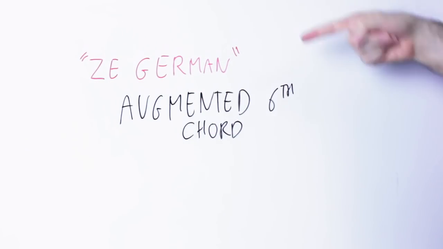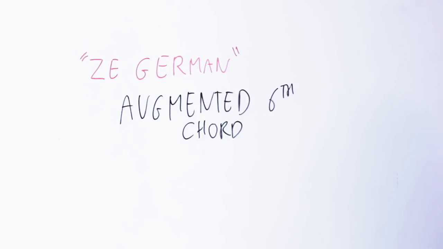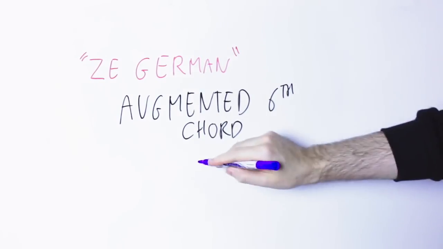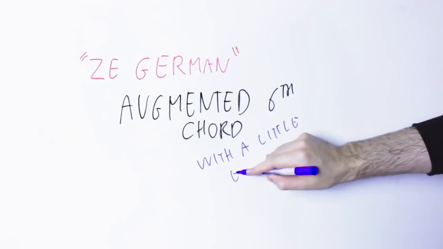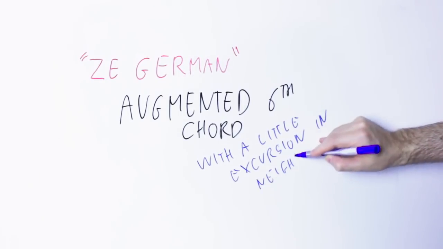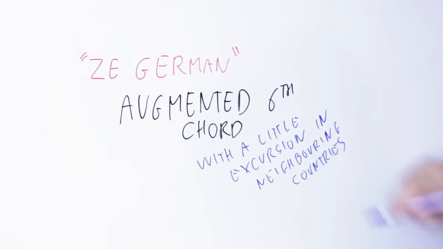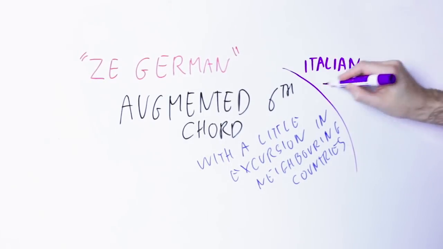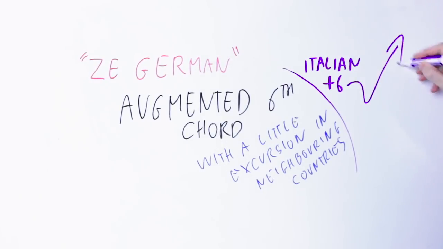Today we talk about the German Augmented 6th, and no, I'm not mocking the German accent. I mean, come on, have you heard mine? Anyway, the German Augmented 6th is a great chord to use in your chord progression. We already have seen how the Italian Augmented 6th works, and today we see this other one.